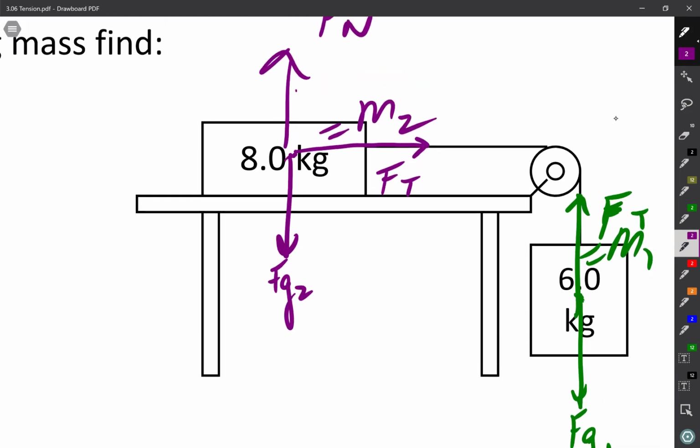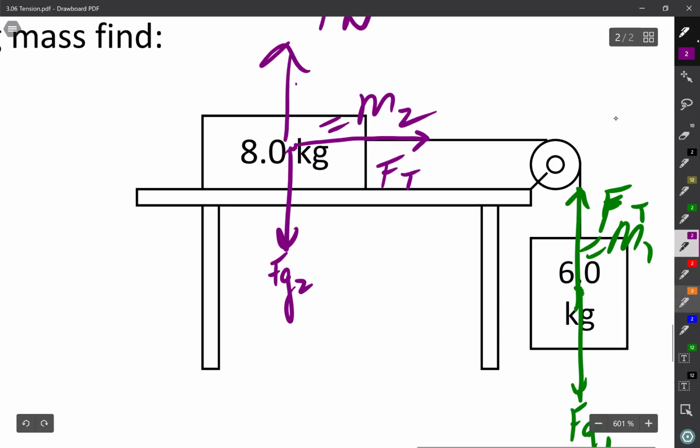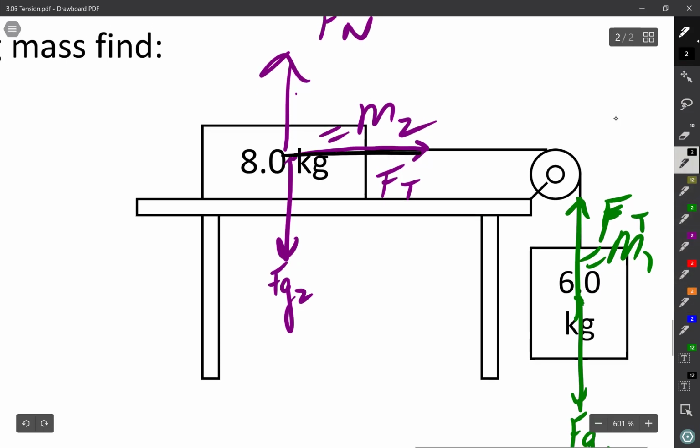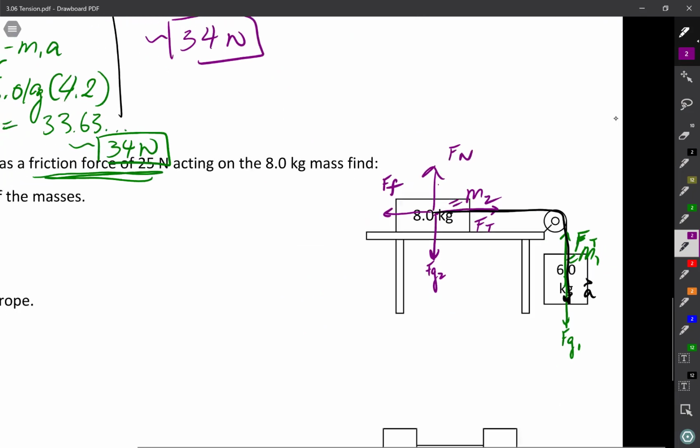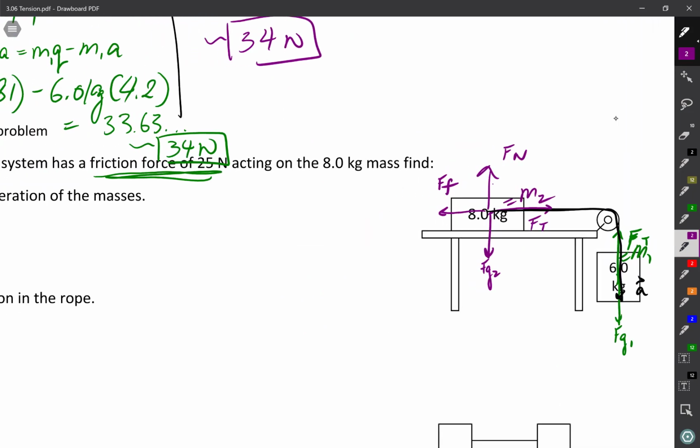And for this guy, because this object is going to move along this line of acceleration, the friction force is going to counter that. So friction is backwards from the line of acceleration. And that's the only difference between this free body diagram and the previous free body diagram.